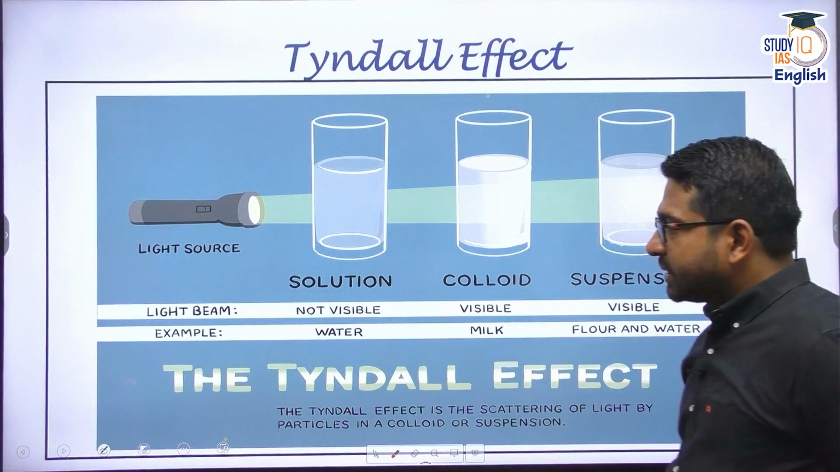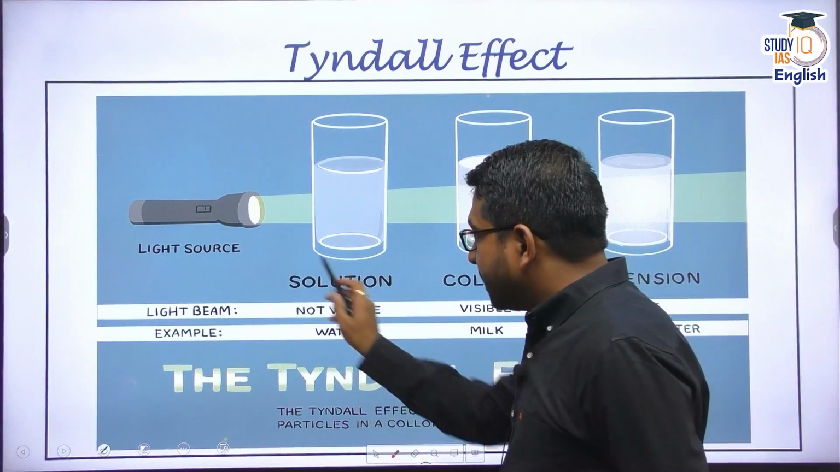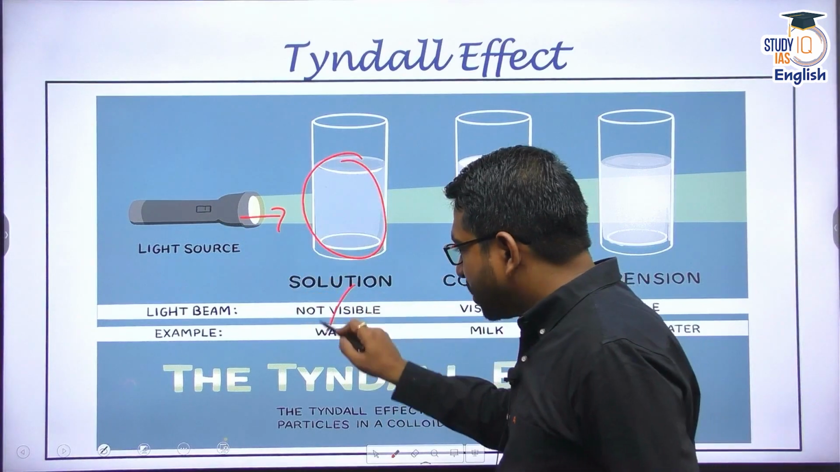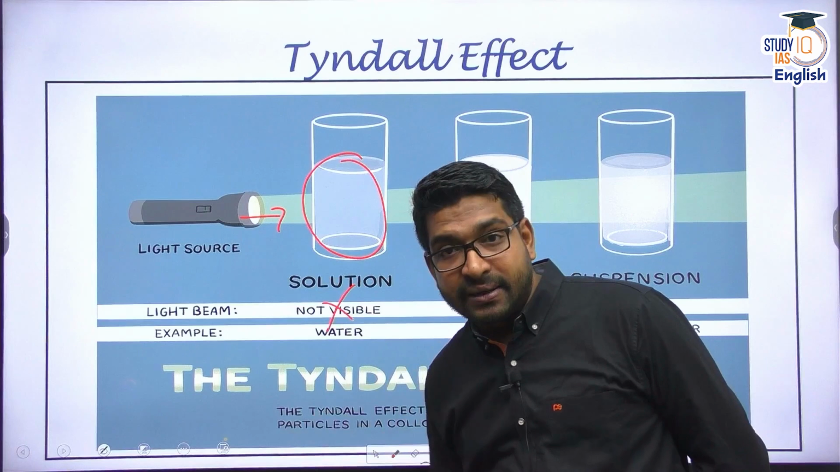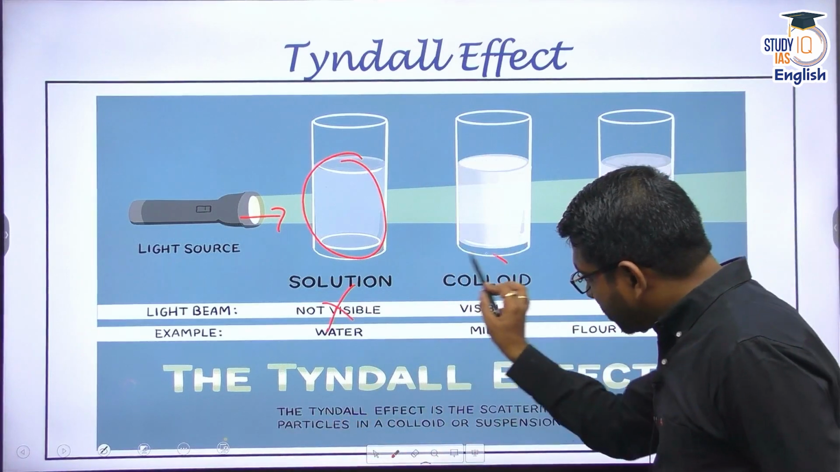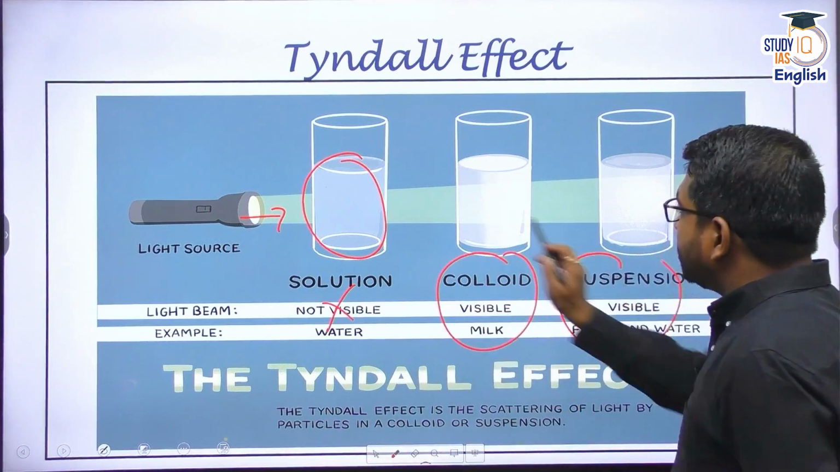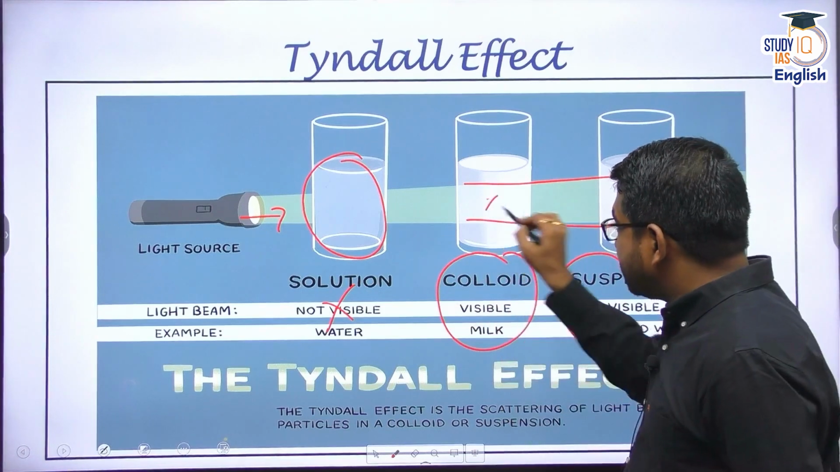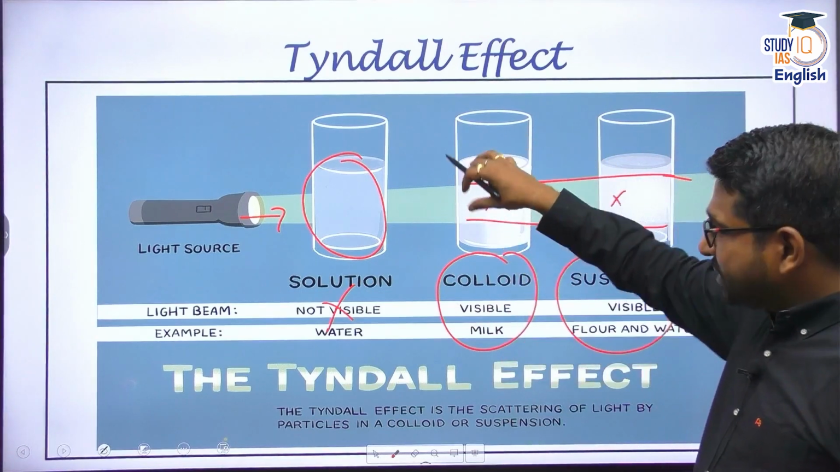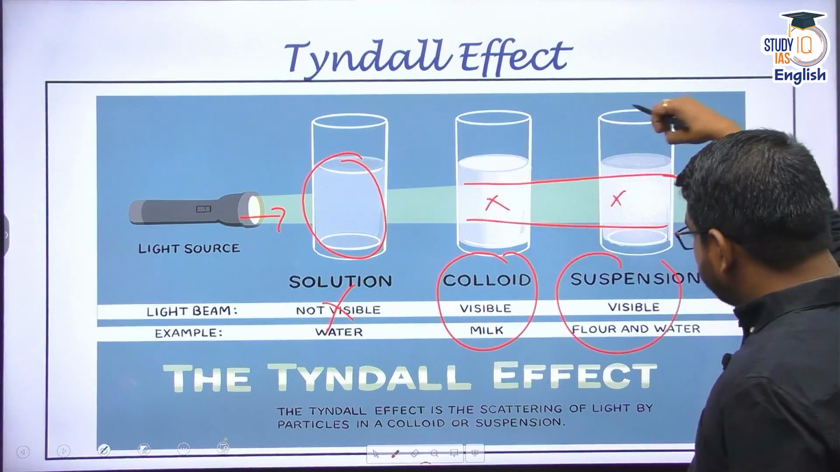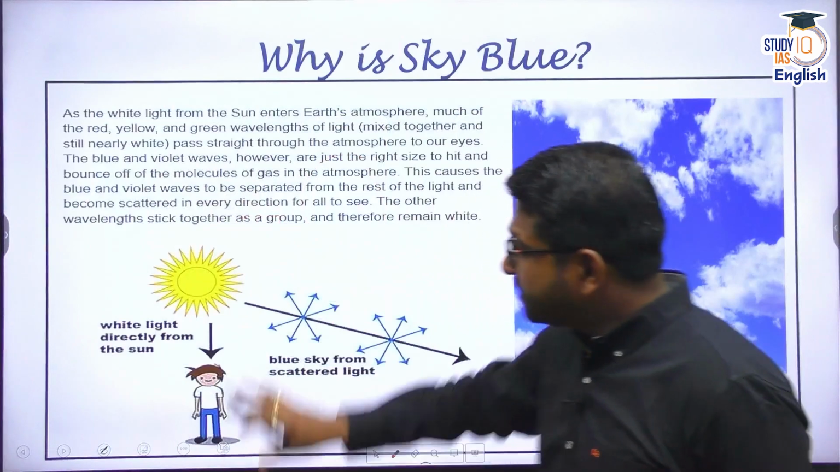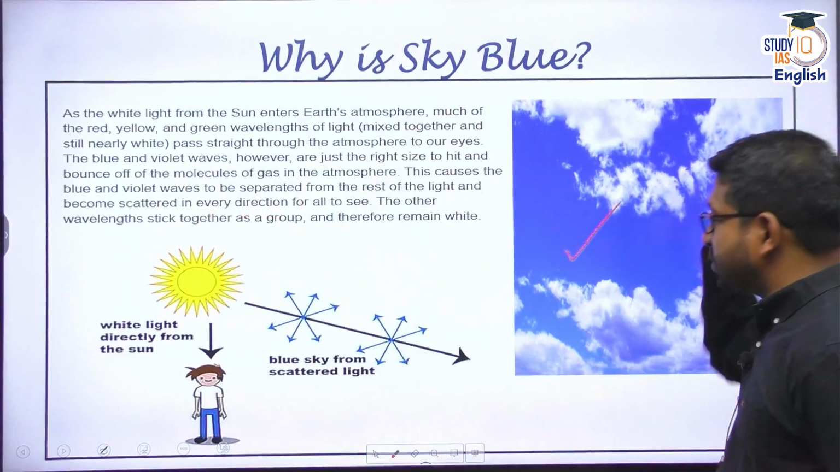When a light source is passed through a perfect solution, light is not visible, light is not scattered. But if you pass it through a colloidal solution or a suspension, you will see the scattering of the light. Why? Because the particles in this colloidal solution or suspension interact with light and scatter it. And a very similar phenomenon happens with this also.